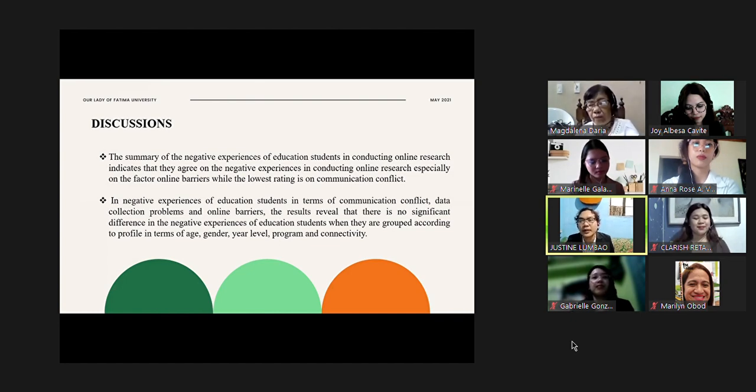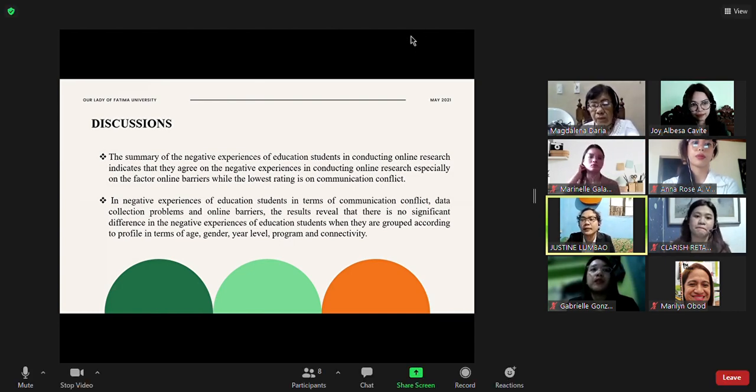This shows that the students have a similar negative experience in conducting online research, especially in having a conflict in communication with the respondents, approaching the research advisor, contacting their roommates, and attending the research meetings. Next po.